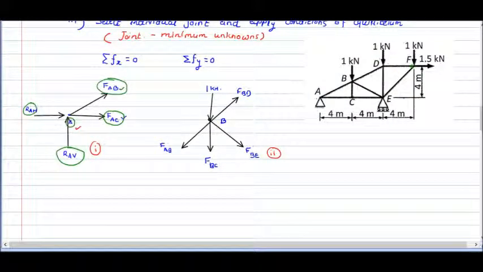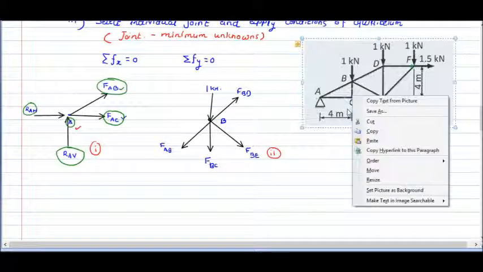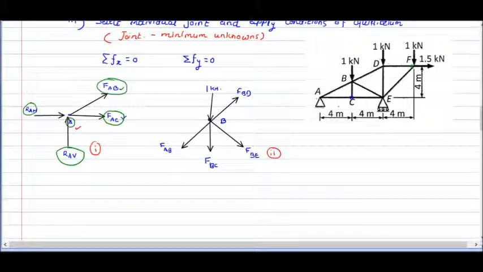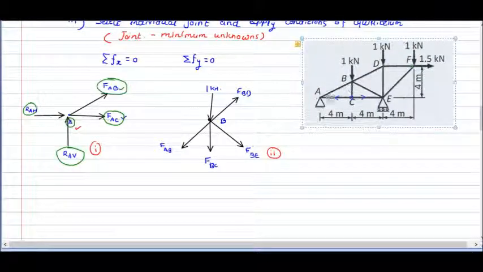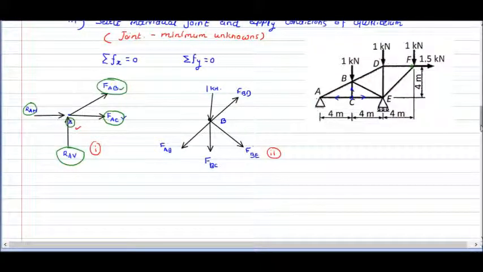So now we are going to see what if we take point C, or we are going to consider point C. When we consider point C, there will be force in member CE, force in member AC, force in member BC. Once again I will draw this free body diagram over here so that it will be more clear.